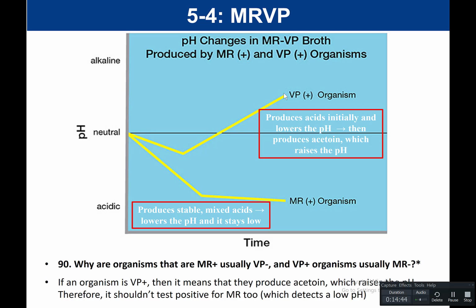Why are organisms that are MR positive usually VP negative and VP positive usually MR negative? I explained that if an organism is VP positive, then it means that they produce acetoin, right? Because VP reagents will detect acetoin. So if they are VP positive, then they produce acetoin. Acetoin would raise the pH of the solution and therefore would not test positive with methyl red, because methyl red only changes color if the pH goes below 4.4. So that's why organisms are usually one or the other, but not both.